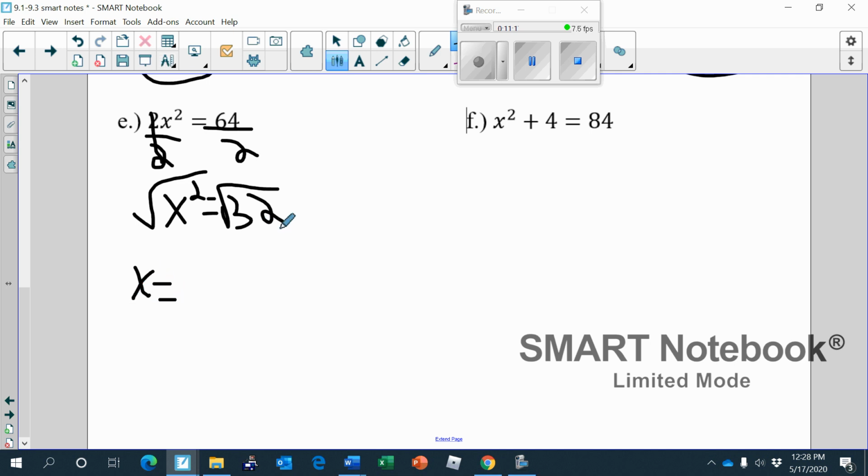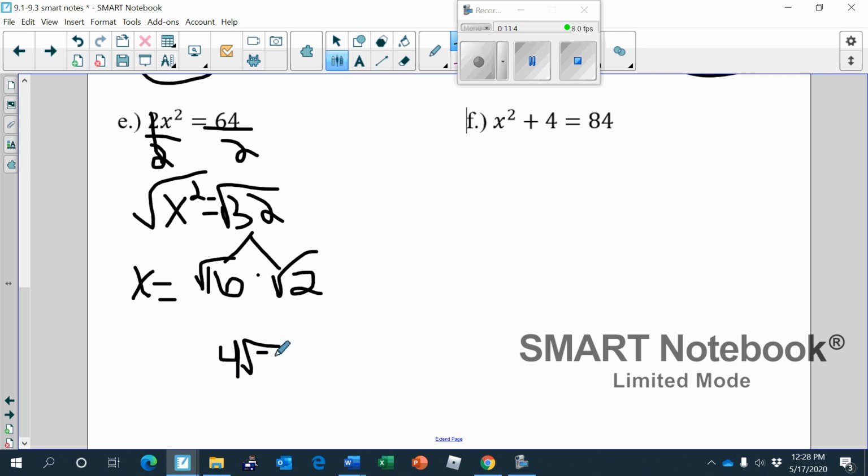Let's go back to what we did in 9.1. What's the biggest perfect square that divides into 32? Go back to your perfect square list if you need to. I'll help you out with this one. It's the square root of 16, that's your biggest perfect square, times what's left over, the square root of 2. We know the square root of 16 is 4, and what's left over is root 2.